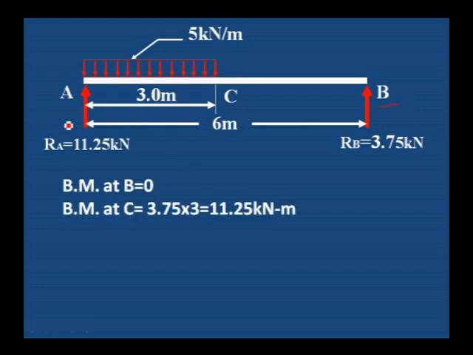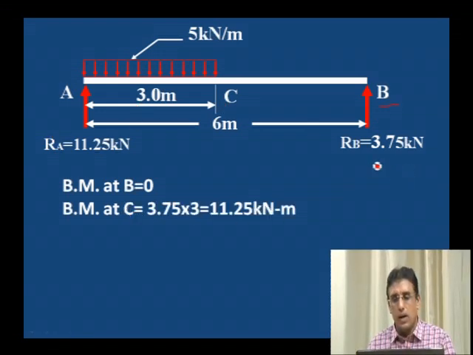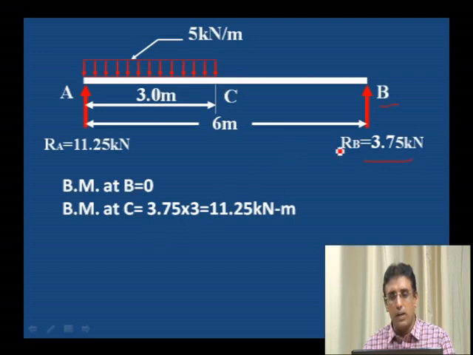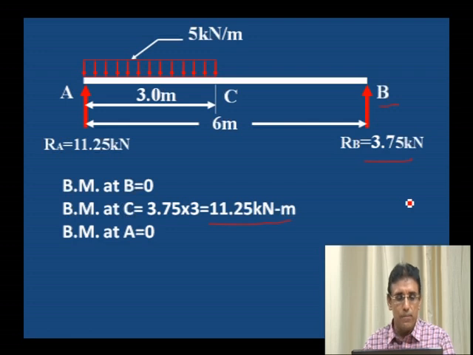Bending moment at C is RB value into distance. The distance from C to B is 3 meter. 3.75 into 3 is 11.25 kilonewton meter. Bending moment at A is 0. Bending moment at C is 11.25. Bending moment at A is equal to 0.